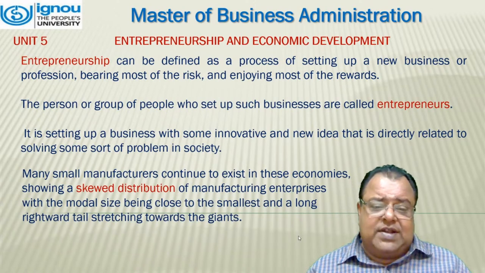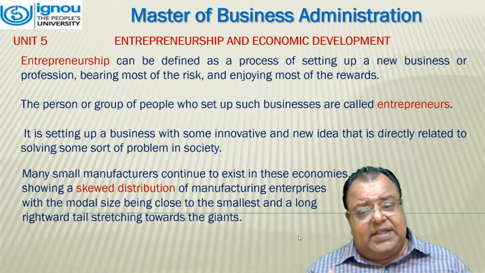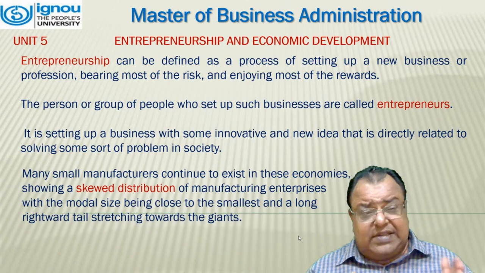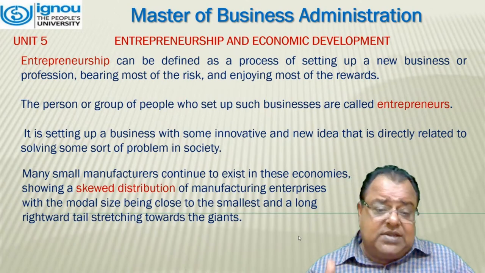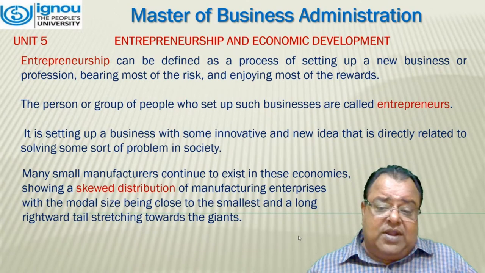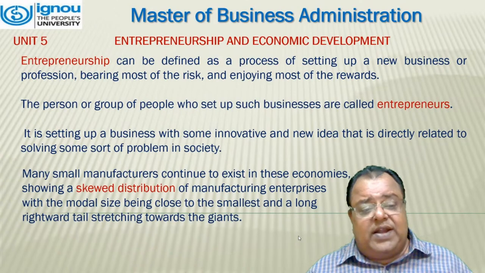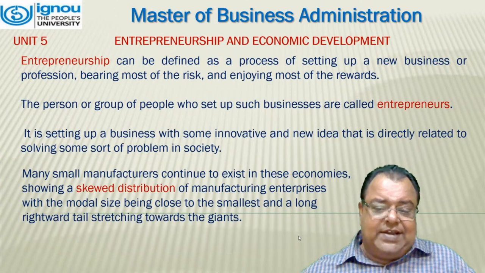Many small manufacturers continue to exist in these economies, showing a skewed distribution of manufacturing enterprises, with the modal size being close to the smallest and a long rightward tail stretching towards China.